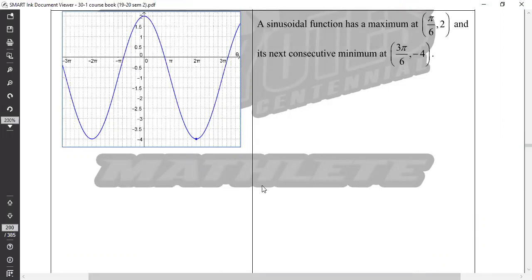Hey, maybe hit pause here for a second. I'd like you to try this one. You go through it, and I'll catch up to you in a second. Just hit pause.